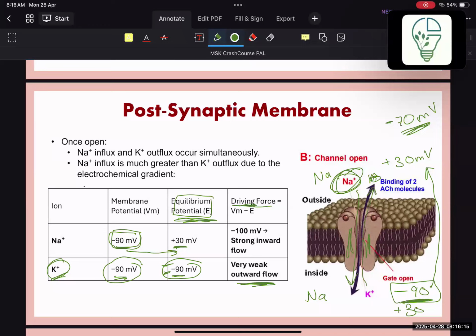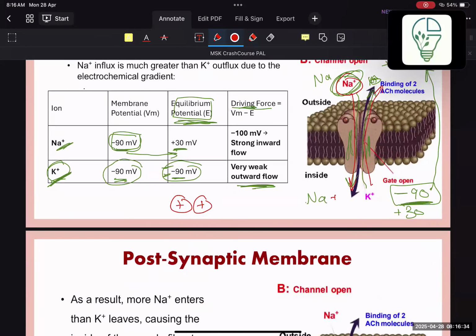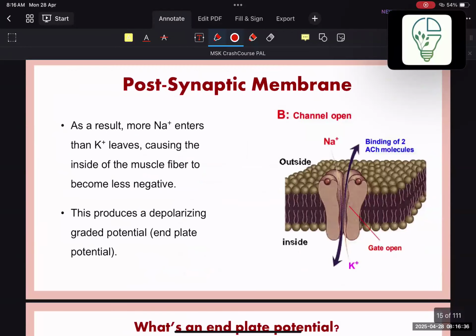So if you take the amount of sodium entering the cell and the amount of potassium leaving the cell, overall, the point is you're going to have a positive charge on the inside. Why? Because you have so much more positive charge entering the cell than the amount of positive charge leaving the cell. So once again, what I want you to take away from that entire explanation is that more sodium will enter than potassium leaving. And this will cause what to happen? This will cause a depolarization to occur.